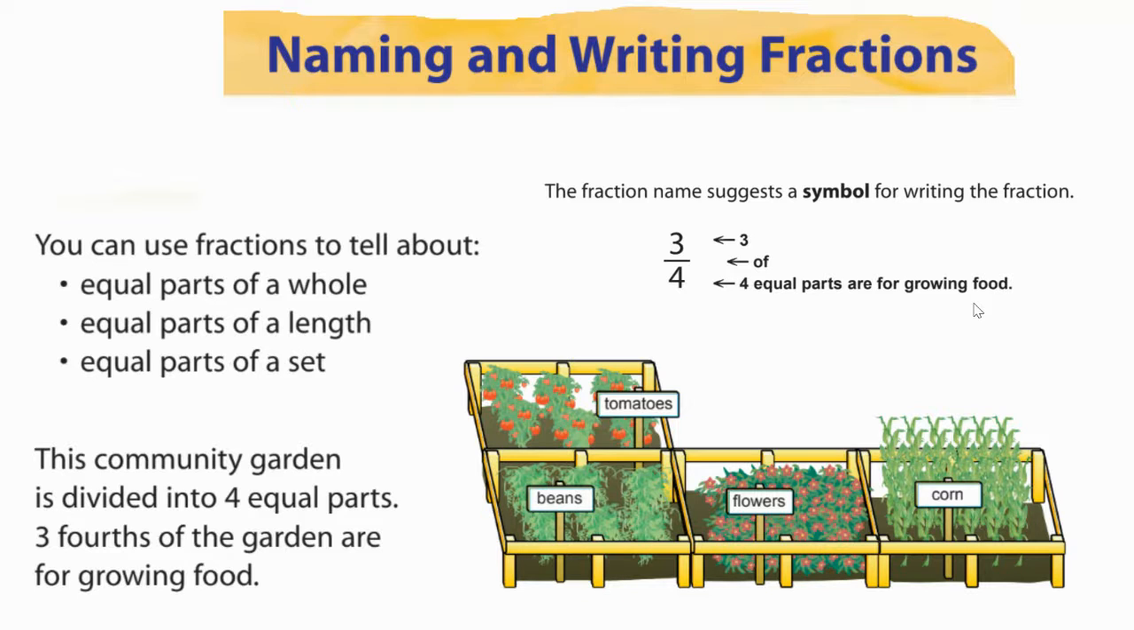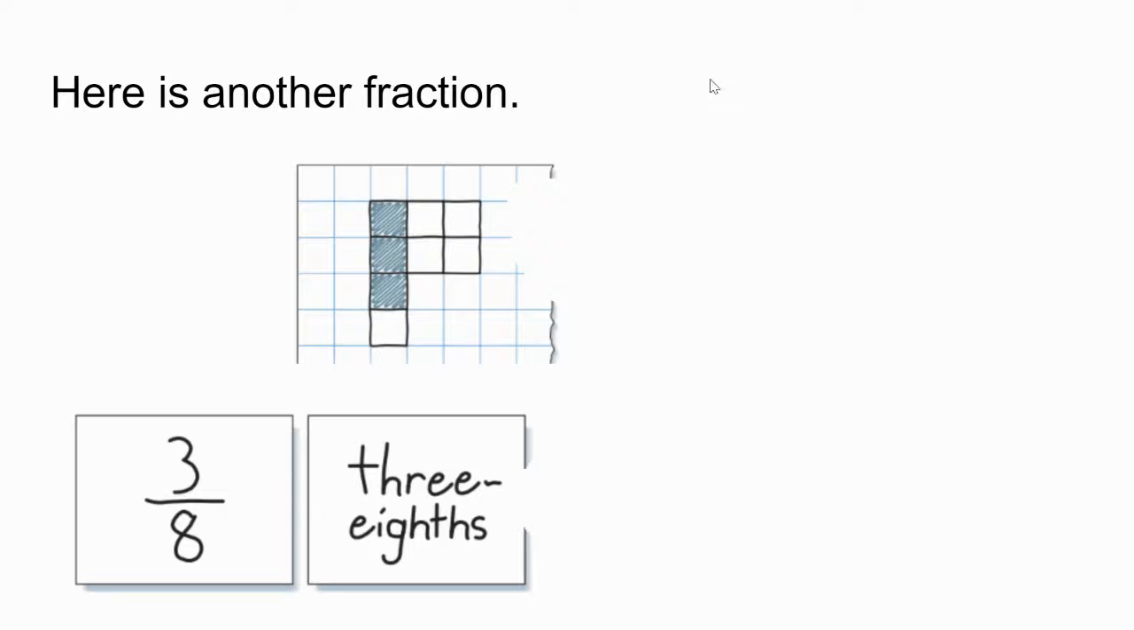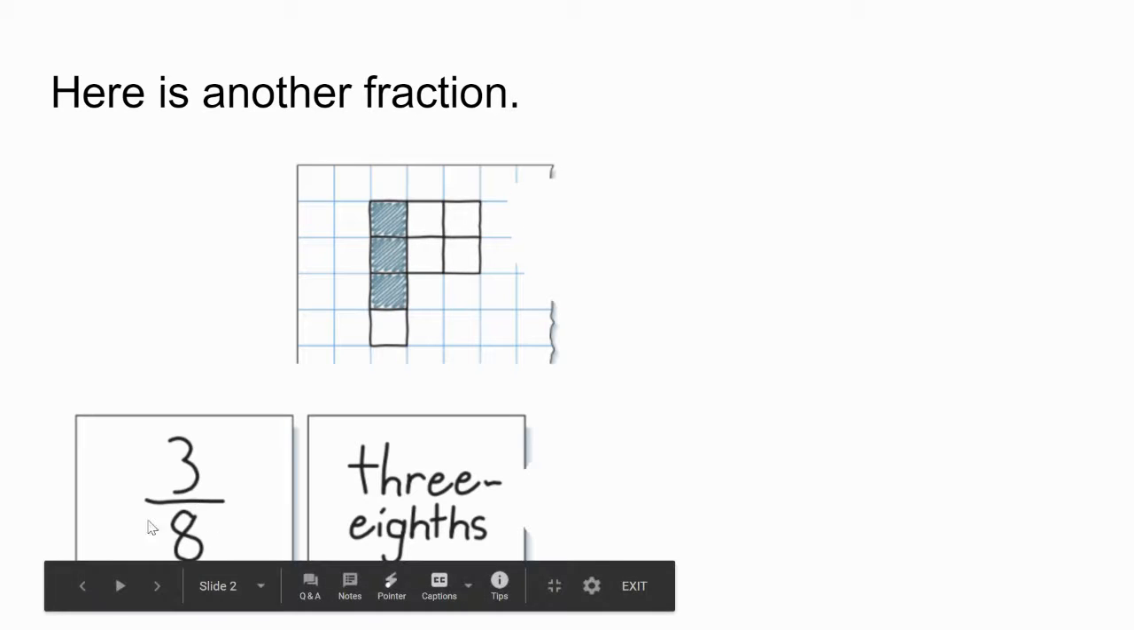So fractions are kind of just a simple way of writing things. There's another fraction. So here's a picture. There are 8 squares here. 3 of them are shaded in. So 3/8 or 3 out of 8.